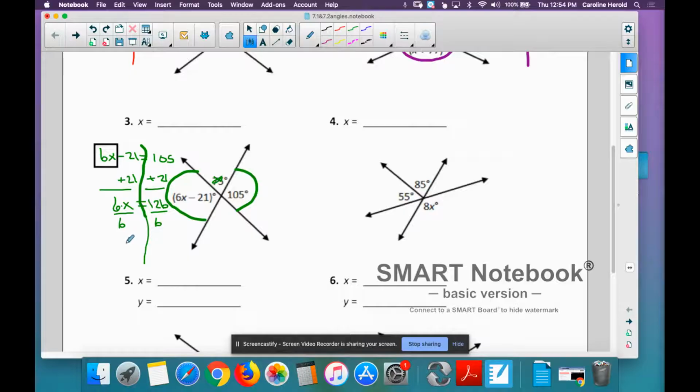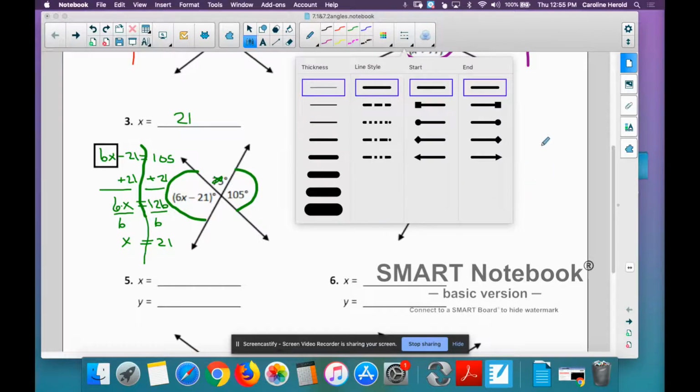So use your calculator and divide 126 divided by 6. When I do that, I get 21. So x is 21 in this problem. Let's keep going. We're on a roll now.